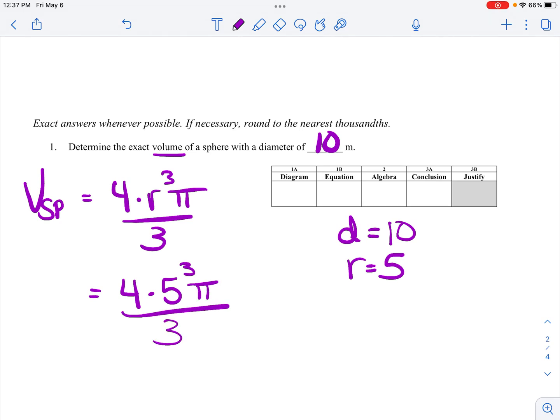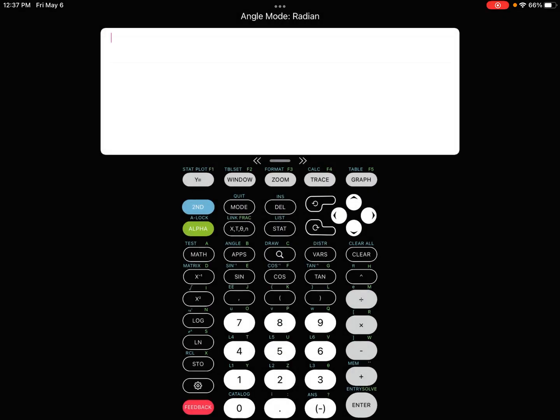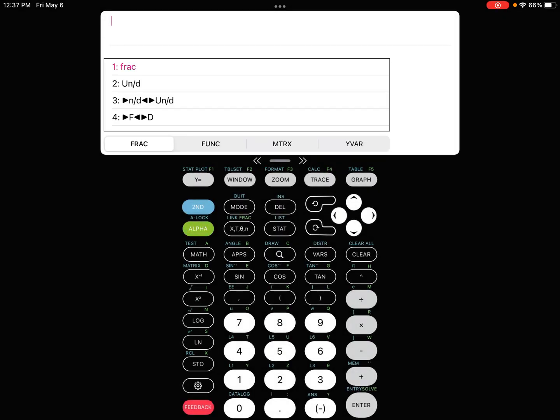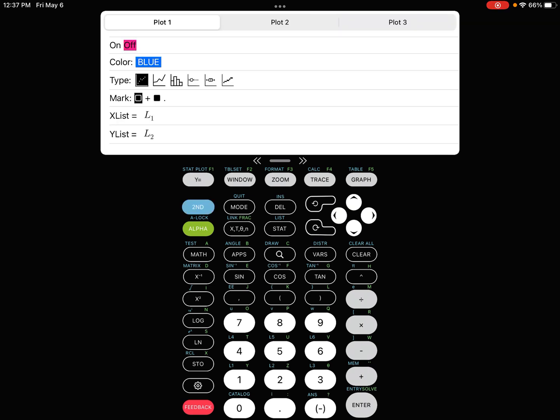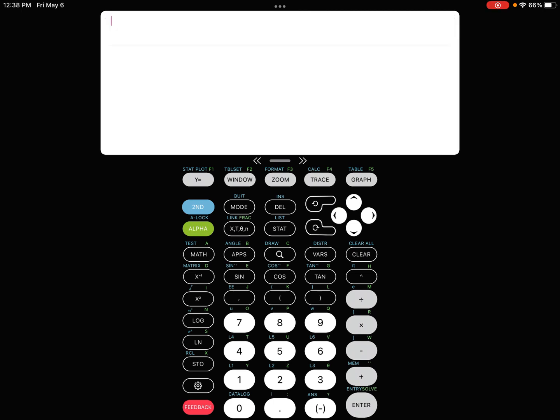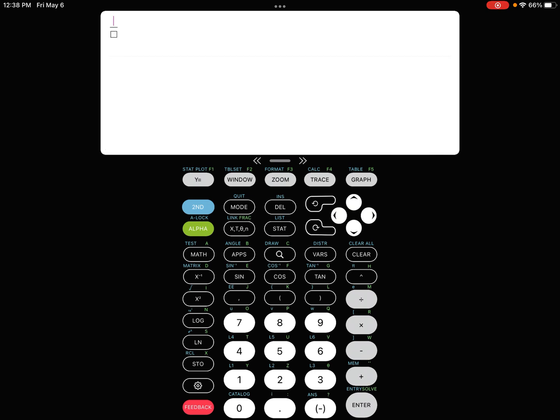Let's see, do I have that app on my iPad? I do. I want to show you guys something, which I think is kind of nice. There we go. If you hit your second y equals button, it actually will get you your fraction, which is really, really nice. Oops, I don't think I hit it. Alpha y equals. One more time. Alpha y equals will get you your fraction.